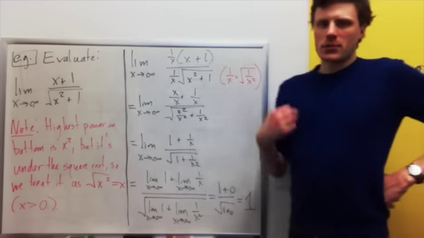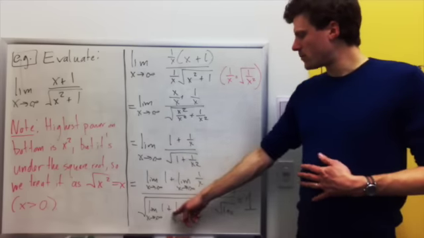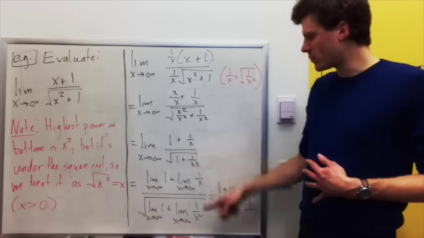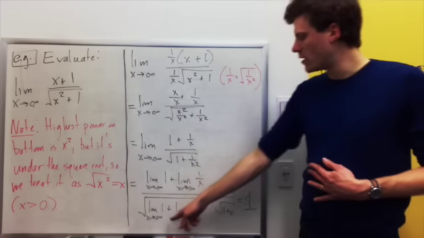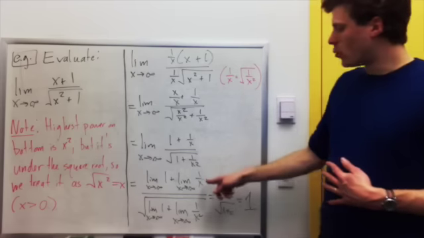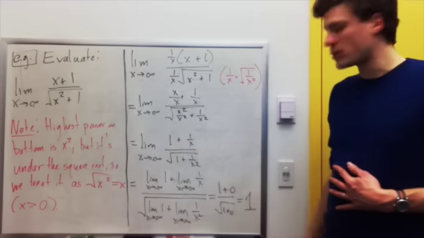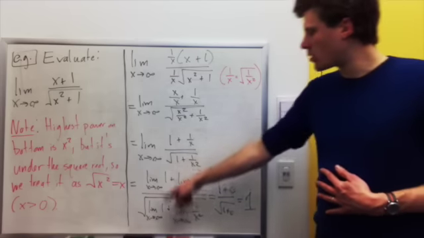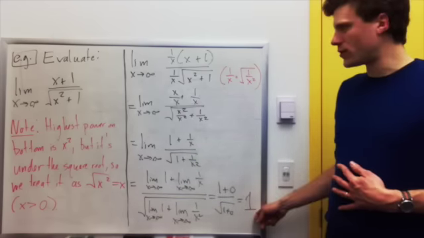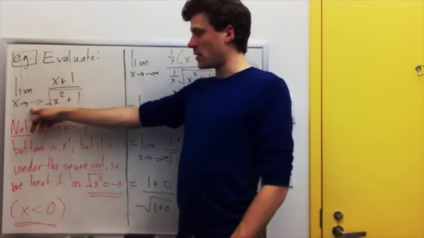Now I'm going to use my limit laws to break this up into a ratio of limits. I can put the limit underneath the square root, and I can break the limit up along the sums to get the limit of 1 plus the limit of 1 over x, all over the square root of the limit of 1 plus the limit of 1 over x squared. 1 over x goes to 0 since it's a reciprocal power of x. 1 over x squared also goes to 0 since it's a reciprocal power of x. And 1 and 1 are constants, so I'm left with 1 plus 0 over the square root of 1 plus 0, which is 1.